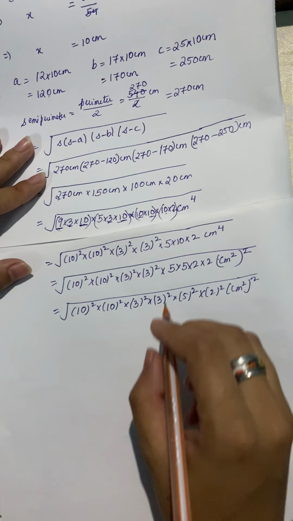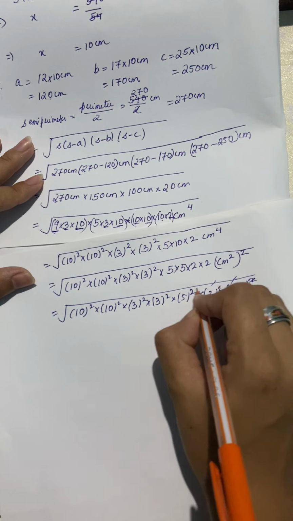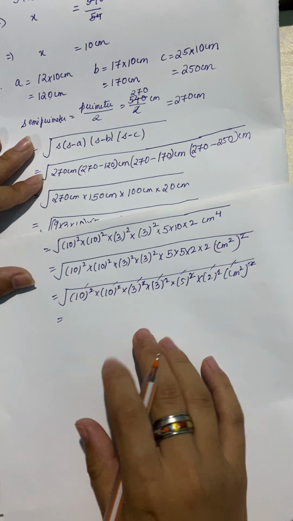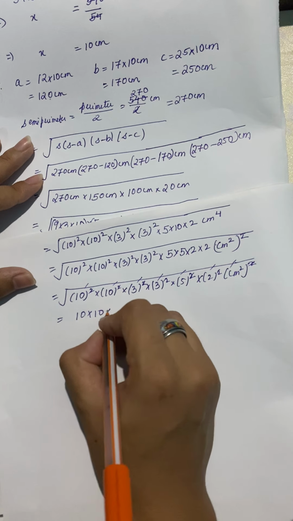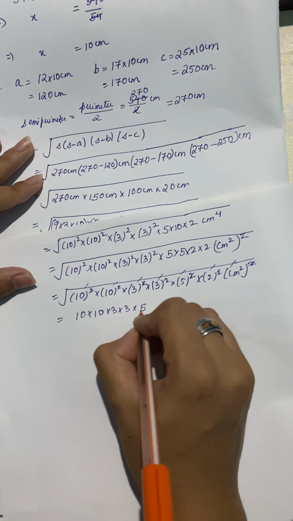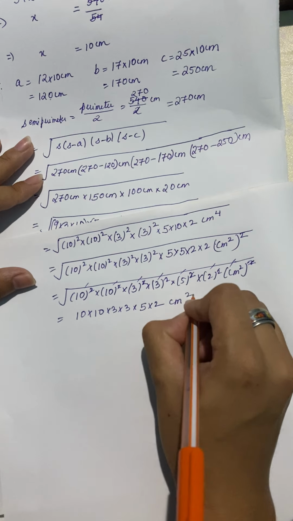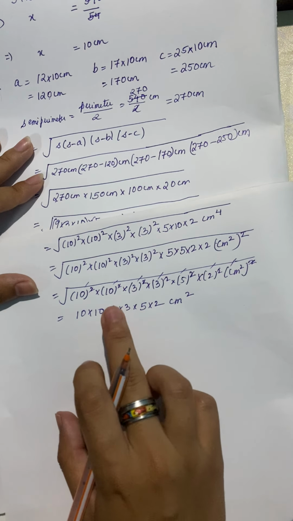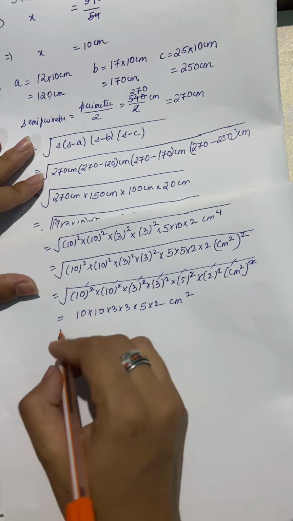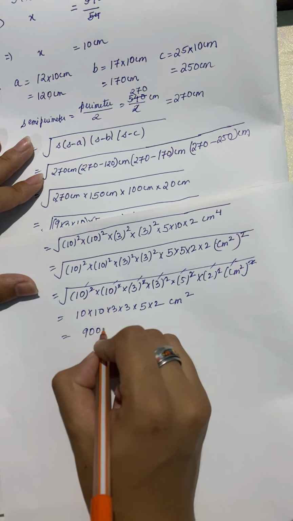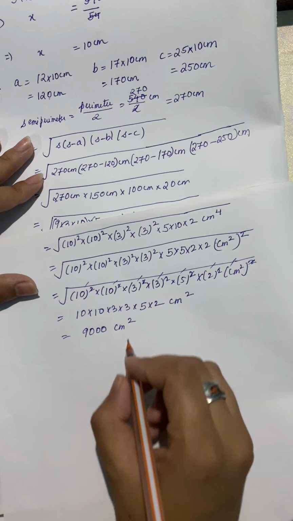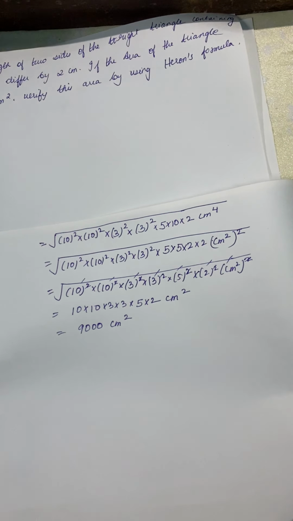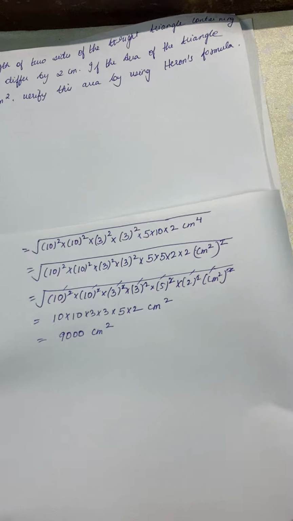Clear? So now you can just cancel out all the square values here. Let's not separate out, but they're all square, so you can clearly cancel all of them. So what are you left with? You're left with 10 into 10 into 3 into 3 into 5 into 2 centimeter square. Clear up to this much? Now you look at this. 3 into 3 is 9. 9 into 10, 90. 90 into all of this will give you 9,000 centimeter square. Clear with this? So this is the given area, and this is the given answer. All right? So now let's go with the sixth question.